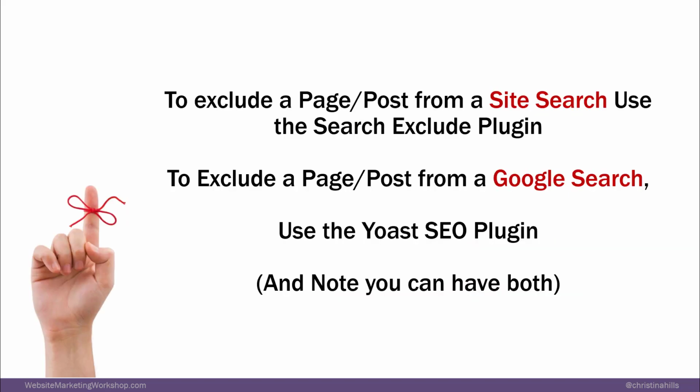Now let me explain a little bit about search, because I always get this question. So there's a Google search and then there's a site search. So if you want to exclude a page or post from your site search when somebody's on your site and they're using your search bar, you'd use the Search Exclude plugin. To exclude a page or a post from a Google search, so they're searching outside of your site, you would use the Yoast SEO plugin. And note, you can have both, right? So you can have both. I just want to make sure I got that clarified.